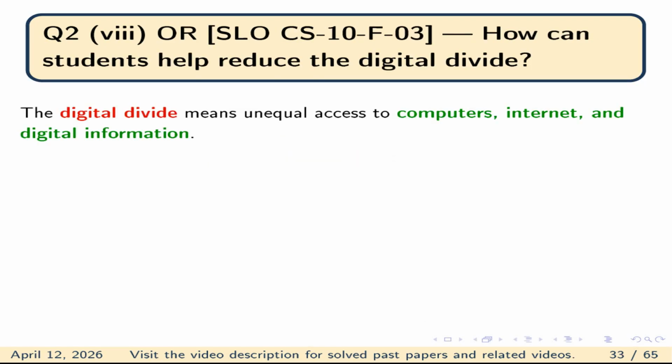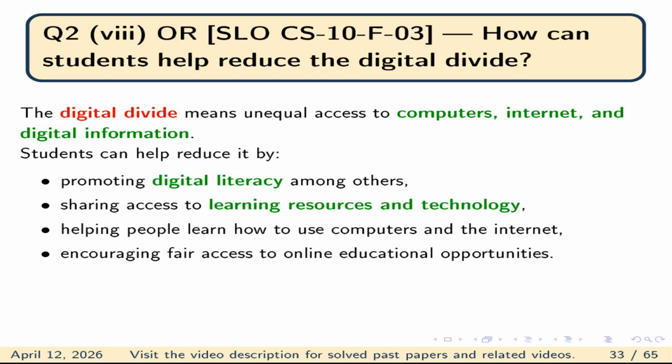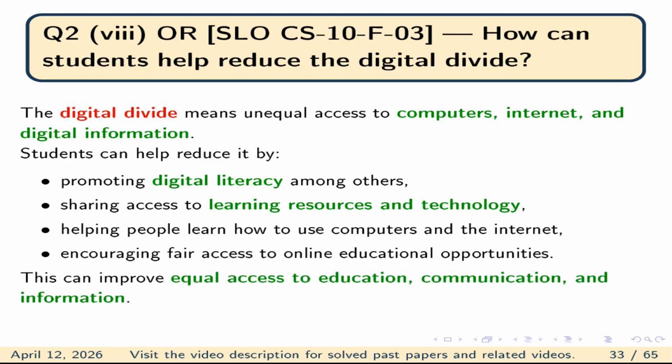Alternate part: How can students help reduce the digital divide? The digital divide means unequal access to computers, internet, and digital information. Students can help reduce it by promoting digital literacy among others, sharing access to learning resources and technology, helping people learn how to use computers and the internet, encouraging fair access to online educational opportunities. This can improve equal access to education, communication, and information.